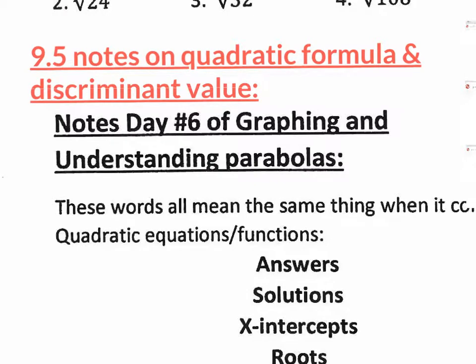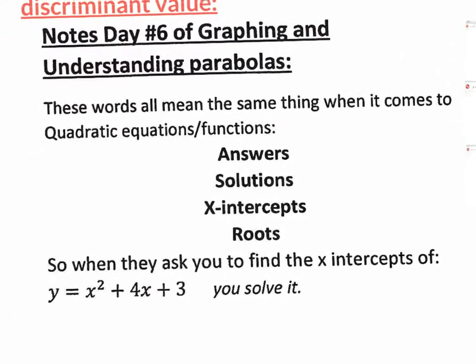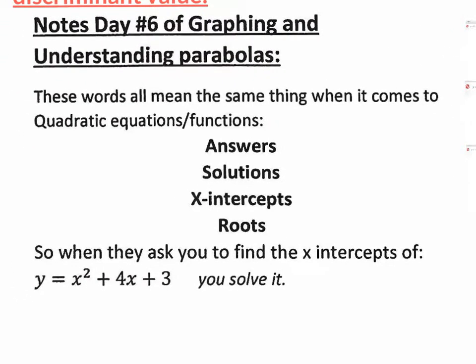So here's the actual notes on quadratic formula and discriminant value. On your paper, it just says notes day 6 of graphing, understanding parabolas. Well, yeah, all this is related to parabolas because all of the equations are quadratic equations. So let's understand the first and most important thing of today's lesson, the vocabulary, okay?